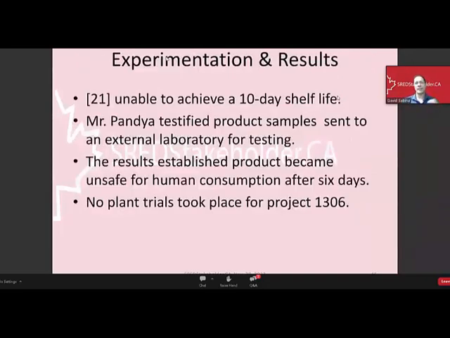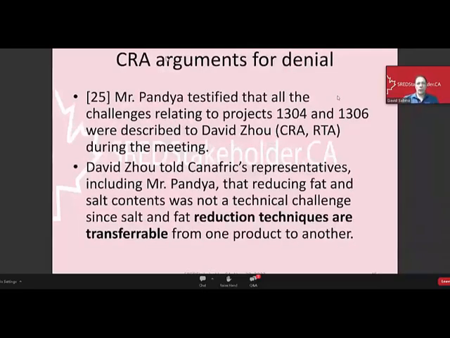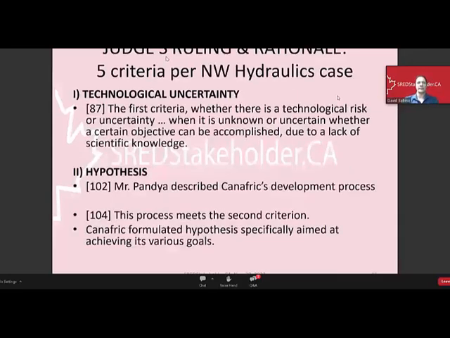In this particular case, the recipe itself was unable to achieve the 10-day shelf life. I believe it got contaminated after 6 days when they tested it. So effectively, that project was unsuccessful and was abandoned, and no further plant trials took place. The argument the CRA used for denying the project was that the techniques being used here for reducing salt and the other objectives were developed on some of the other projects that were accepted and should have been transferable to this particular Costco product.